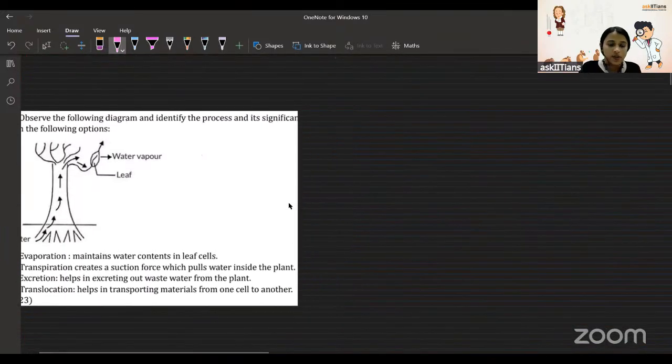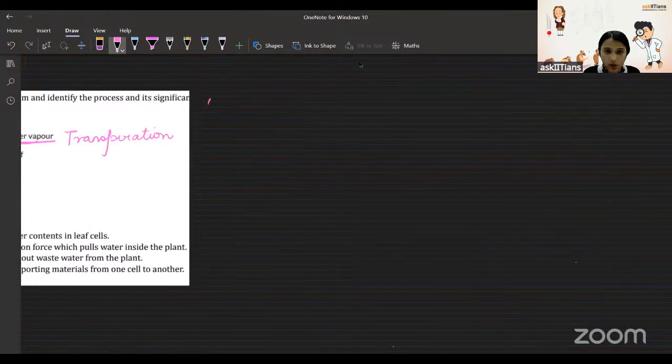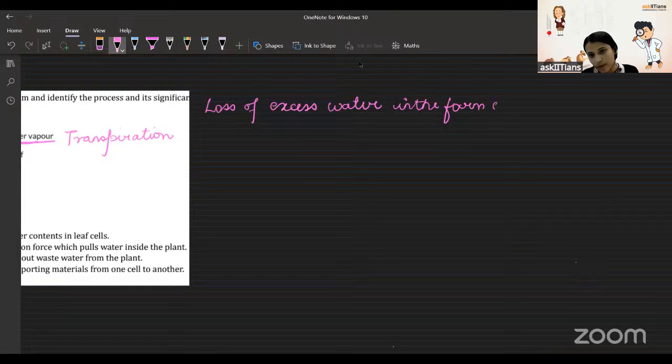Now here you can see in this question, this picture is representing the transpiration process, right? Here water vapor is being released out through your leaves. So this is your transpiration. So what is transpiration? It is loss of excess water in the form of vapor through aerial parts of the plant, like through stomata in the case of leaves.